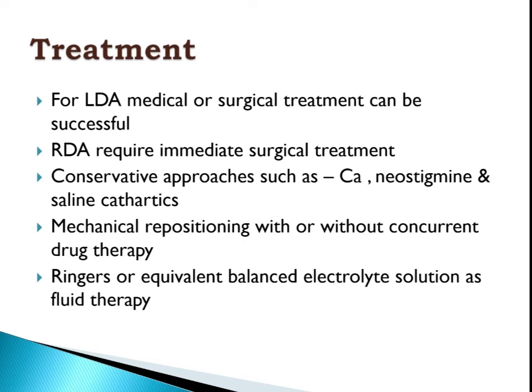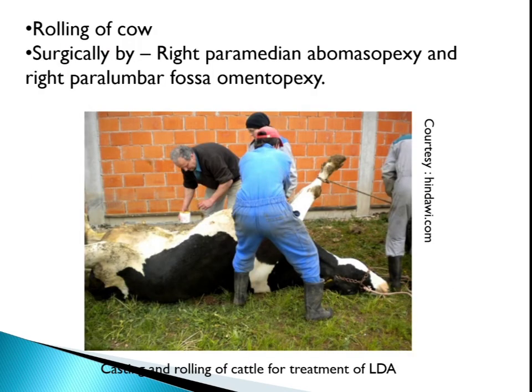For left displacement of abomasum, medical or surgical treatment can be successful, and for right displacement of abomasum, it requires immediate surgical treatment. As conservative approaches, calcium, neostigmine, and saline cathartics may be used. Mechanical repositioning with or without concurrent drug therapy may be done. Ringer's or equivalent balanced electrolyte solution as fluid therapy can be used. Rolling of cows can be done for mechanical repositioning of the abomasum, and surgically by right paramedian abomasopexy and right paralumbar fossa omentopexy, the treatment can be carried out.